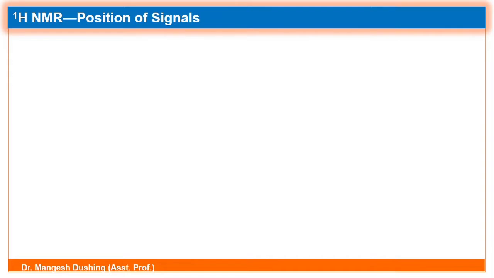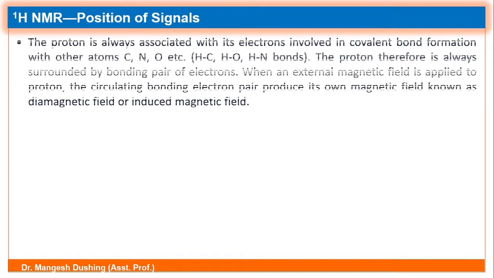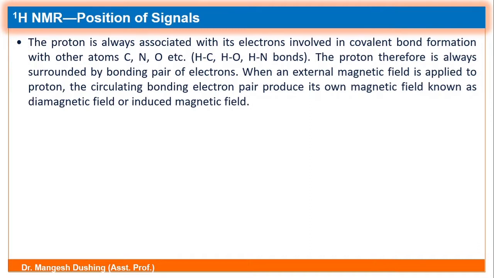Friends, these protons are not present single or naked in organic molecules. So these protons are always associated with electrons in covalent bond formation with other atoms like carbon, nitrogen, oxygen, in the form of carbon-hydrogen bonds, hydrogen-oxygen bonds, hydrogen-nitrogen bonds. The proton is therefore always surrounded by bonding electron pairs, sigma bonding electron pairs. And when the external magnetic field is applied to the proton, the circulating bonding electron pairs produce their own magnetic field, and this is known as the diamagnetic field or induced magnetic field.